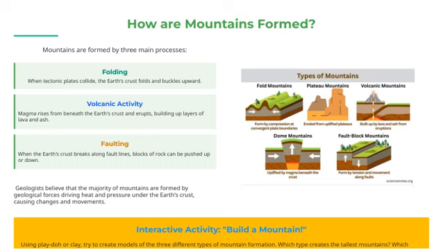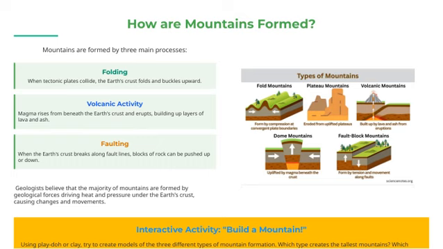Next is volcanic activity. Magma from beneath the Earth's crust rises up and erupts through the surface. As lava and ash build up layer by layer, they create volcanic mountains. These mountains often have very distinct shapes and can be quite tall depending on the eruption.